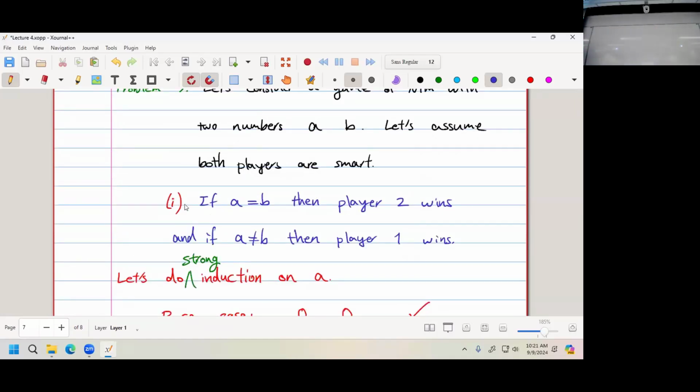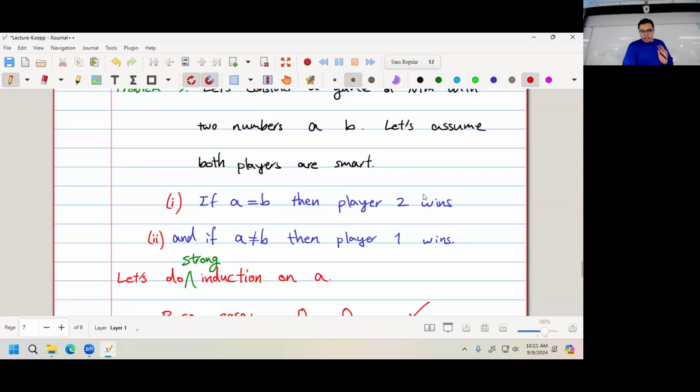Okay. Now, I've only proven this first part. I've proven that if the two numbers are equal, then player 2 wins. But now the second part is really easy. If the numbers are not equal, player 1 just makes them equal, and now basically the roles of player 1 and player 2 have swapped, right? And then player 1 wins. So the second part is quite easy to prove.